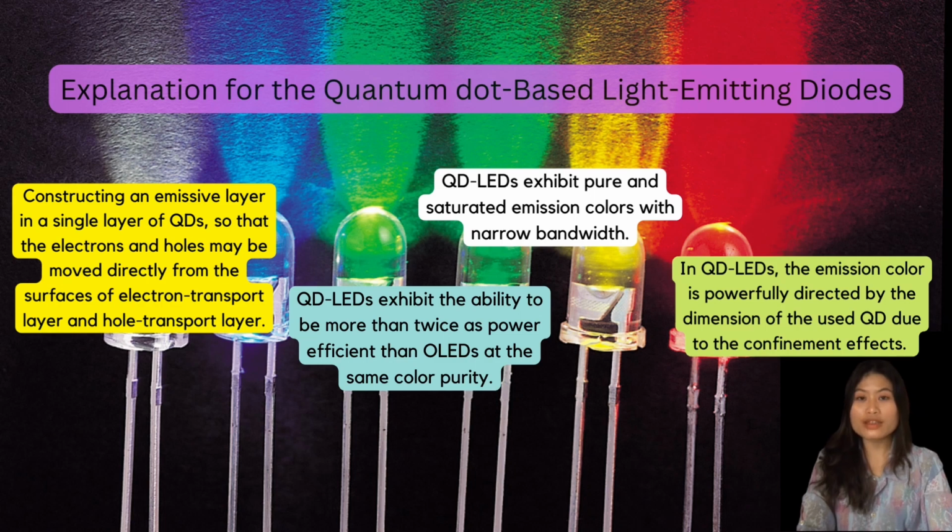In QD LEDs, the emission color is strongly directed by the dimension of the QD used, due to the confinement effects. It has been proven that QD LEDs present a 30 to 40% luminance efficiency advantage over organic light emitting diodes for the same color point.